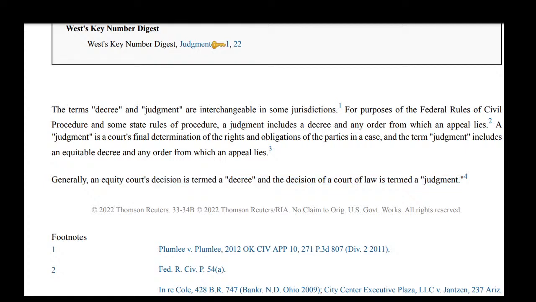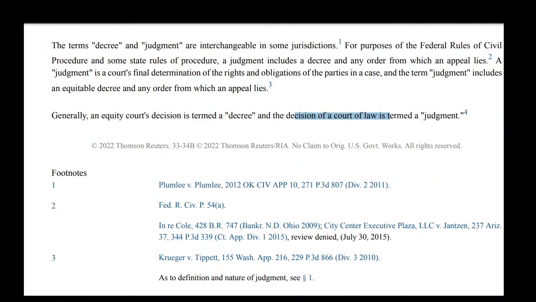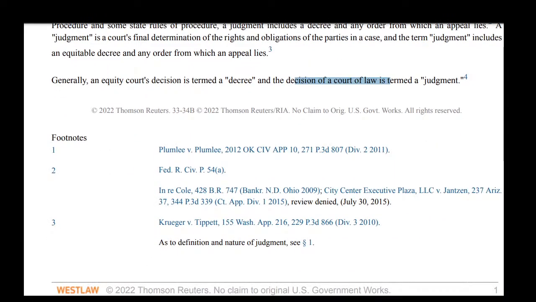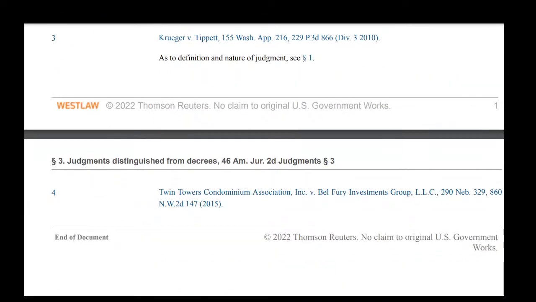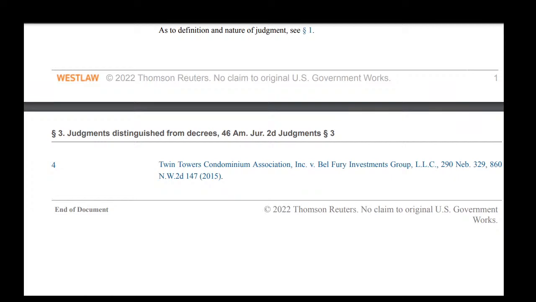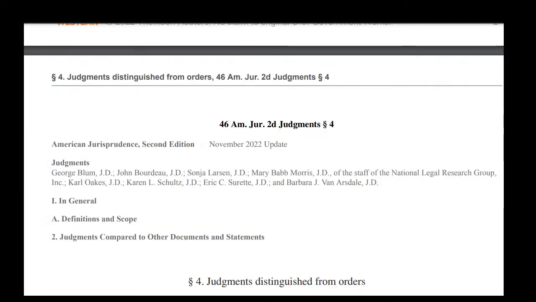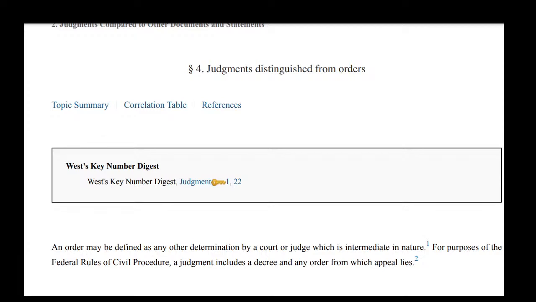So, there we go. Here's your little legalese nuance right there. A decree is typically an equity court, chancery and such, and judgment is the decision of the court of law in some jurisdictions. All right, let's move along here. On to Section 4, judgments distinguished from orders.